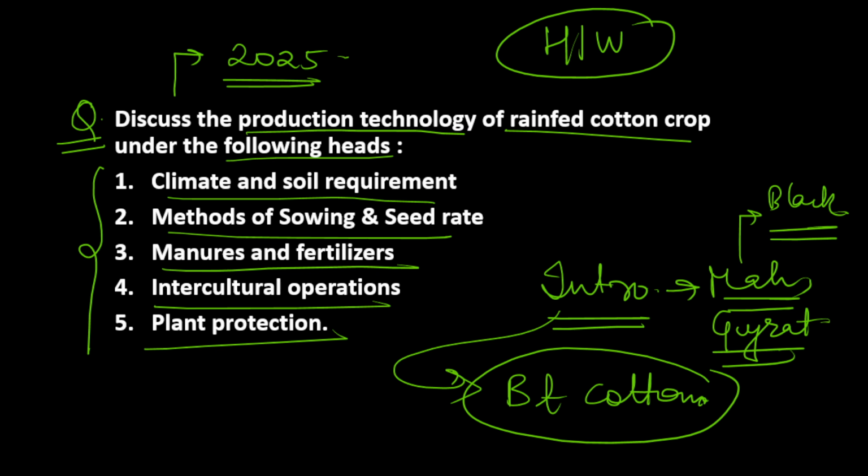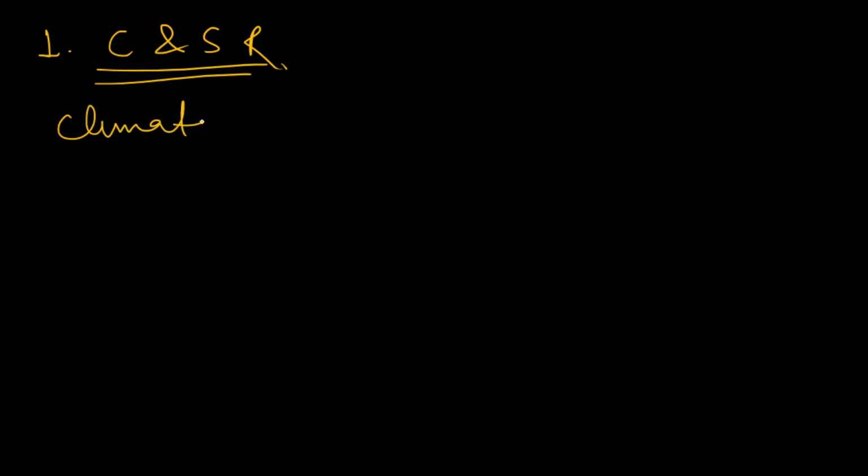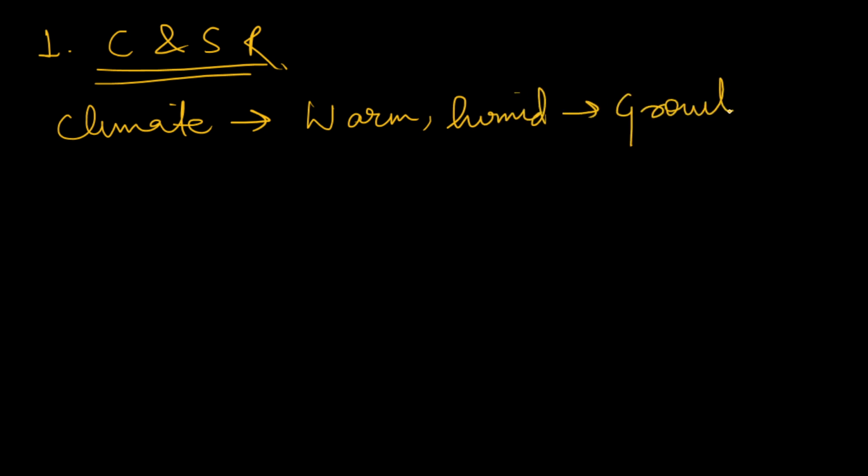Now let's move to the body of the question, that is, under the following heads we have to discuss the production technology. So first of all is climate and soil requirement. In climate, you can mention that cotton grows well in warm, humid climates for growth. While the cotton is in the growth stage, the climate can be warm and humid.